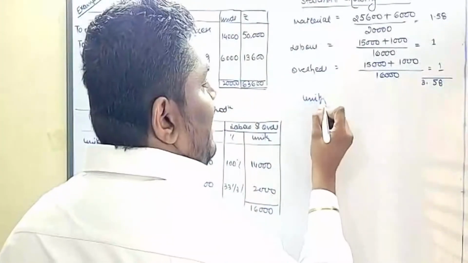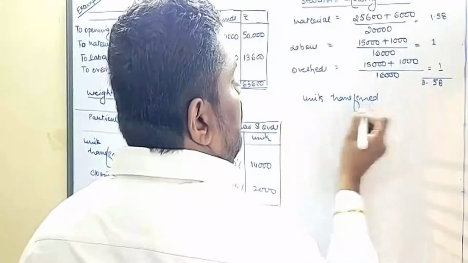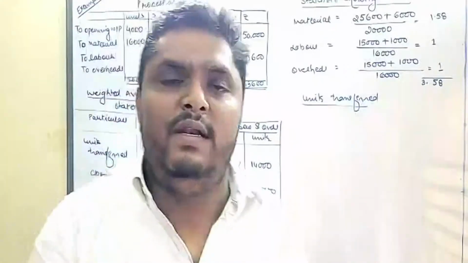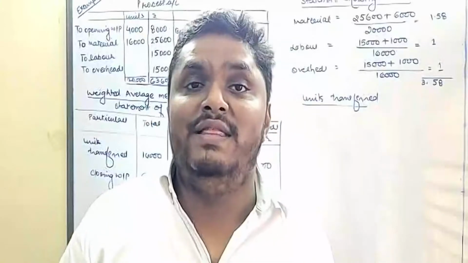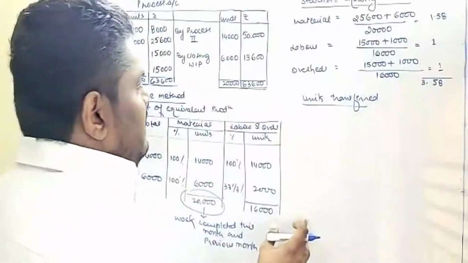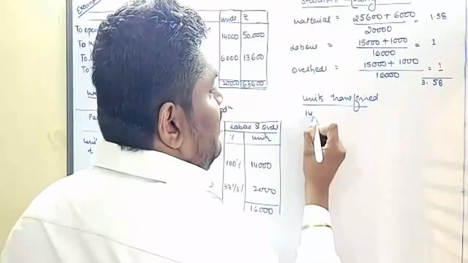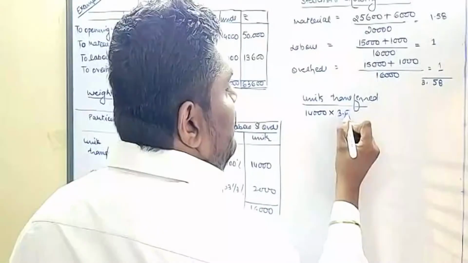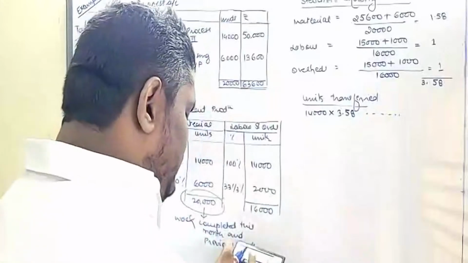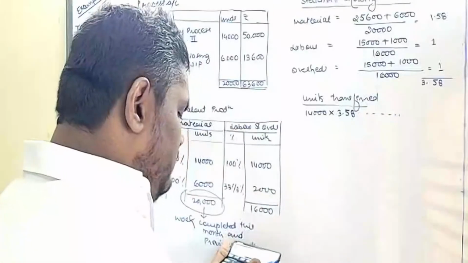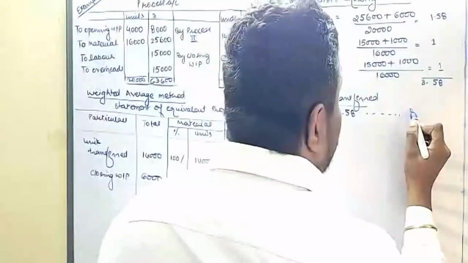So when talking about the calculation of cost of units transferred, this 3.58 represents the cost that is incurred in the previous month and the cost that is incurred in this month. So herein, very simple guys, total 14,000 units are transferred into 3.58. So this will be 14,000 into 3.58, which is 50,120.